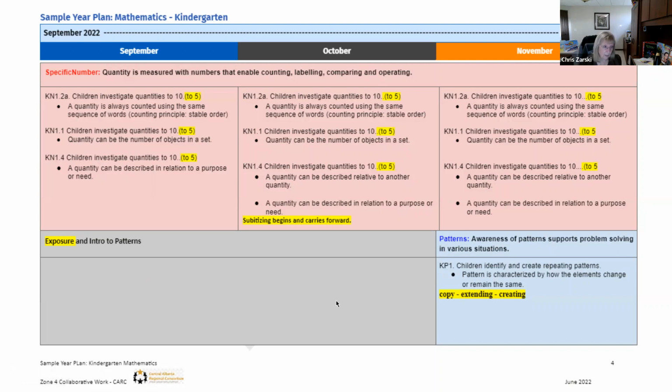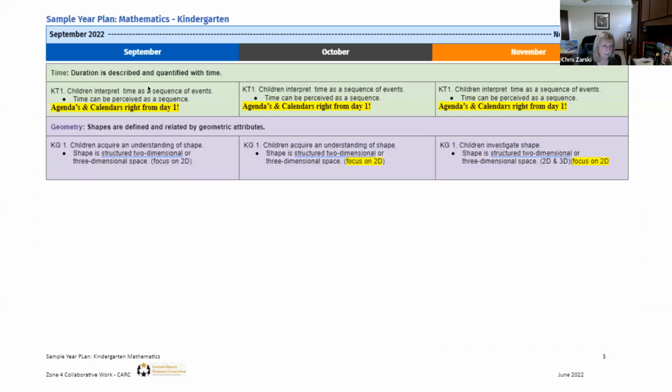But what you did see is that in November, they were saying, well, patterns would kind of come in at that point. We could start building on that, and we would work on copying, extending, and creating. So they're starting to initiate some of that thinking over here, grabbing those teachable moments where it's appropriate, maybe using the money all the way through so that children are familiar with money, but also you could use that for patterning. In September, October, November, we also see that there's green coming up, and that is time.